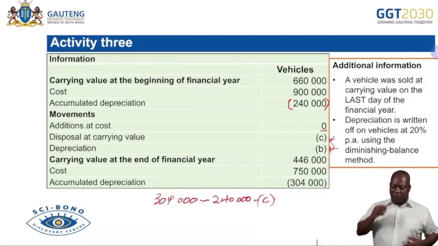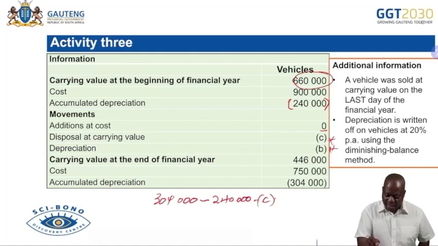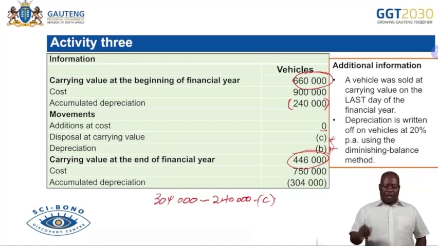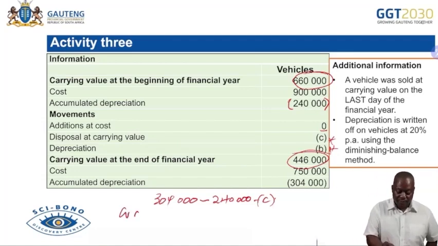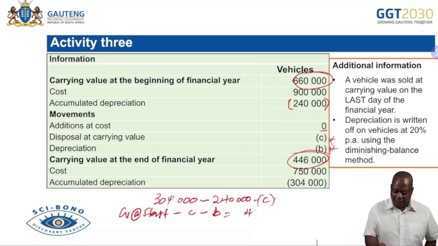Now, we want to look into the relationship that is there. What are we doing here? Remember, there is a relationship that exists between the carrying value at the start and the carrying value at the end. So the carrying value at start, which is the 660, is always affected by what happens during the year. What happened here is the disposal, which is C, and there is also the B, which is depreciation. And this gives us our 446,000. That's where we are driving at.